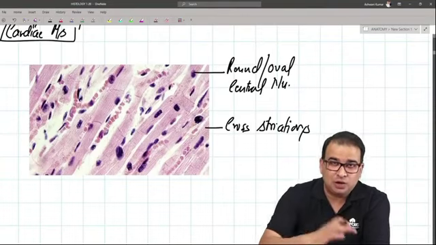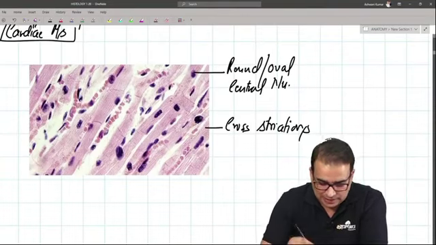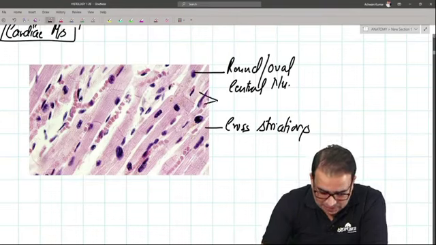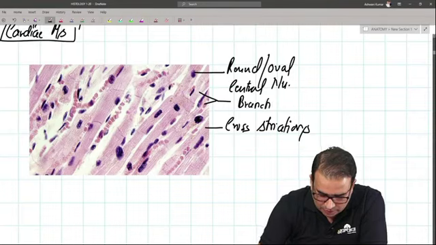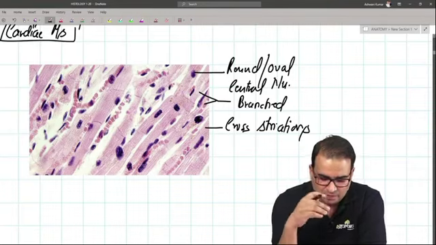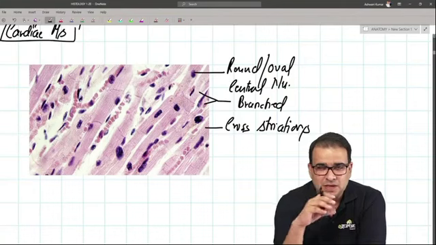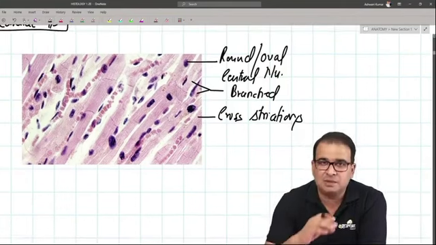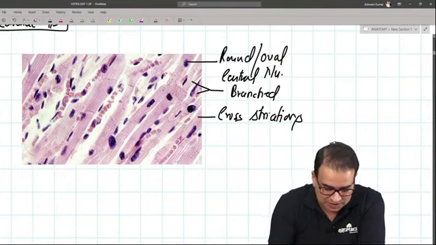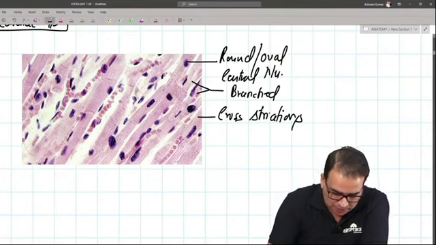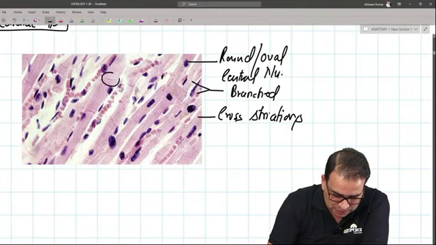Another feature that is not there in the skeletal muscle and is present in the cardiac muscle is branching. You can see that we have branching of these cardiac muscle fibers. Skeletal muscle fibers are parallel running bundles, they do not branch, but the cardiac muscle fibers do branch as well. And probably the most important thing here, as you can see, I am just marking 1, 2, all these. What are these? These are the intercalated discs.